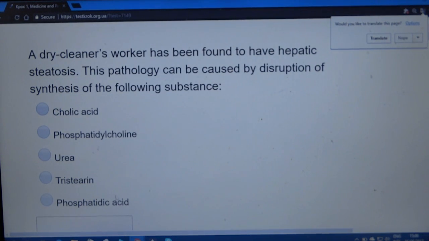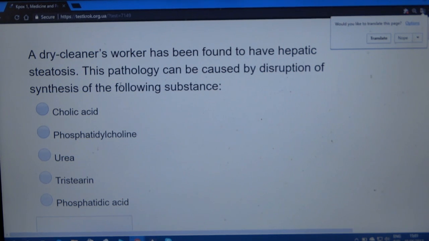A dry cleaner's worker has been found to have hepatic steatosis. Wow, that is liver disease, fatty liver. That is a lot of fat. Now, this pathology can be caused by the disruption of the synthesis of the following substance. Now, fatty liver, as I said, is just the buildup of what? Fat in the liver.